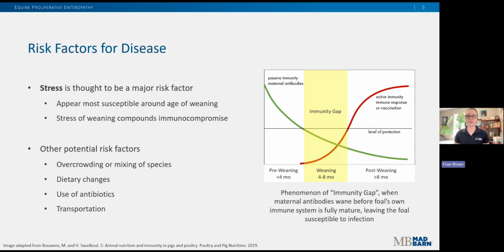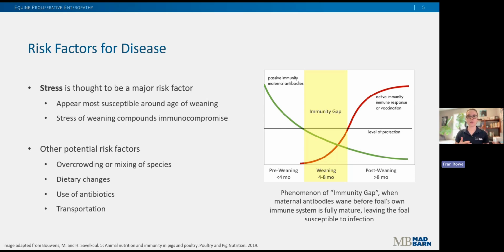The risk factors for Lawsonia intracellularis infection are not well defined, but stress is thought to be a major factor. Stress compromises the immune system, making the body more susceptible to disease. We know that most foals are aged 4 to 7 months when they contract Lawsonia. What's also happening around this time? Weaning, which is a huge stressor for these young horses.